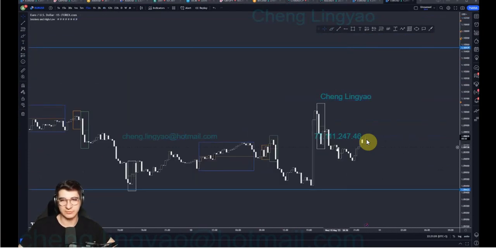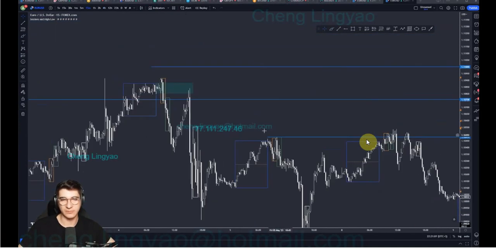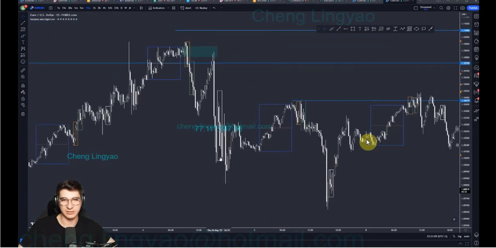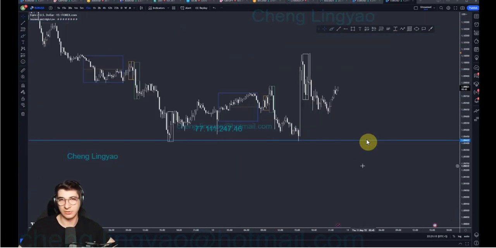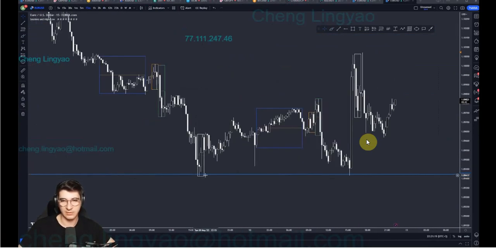So structure is one of those things. If we enable wicks again, you'll see how it just overcomplicates a lot of stuff, especially in these areas. But once you only look at the bodies, you're gonna see everything much clearer. Here was a really good setup. We had the retest to New York low. We're gonna also talk about that.